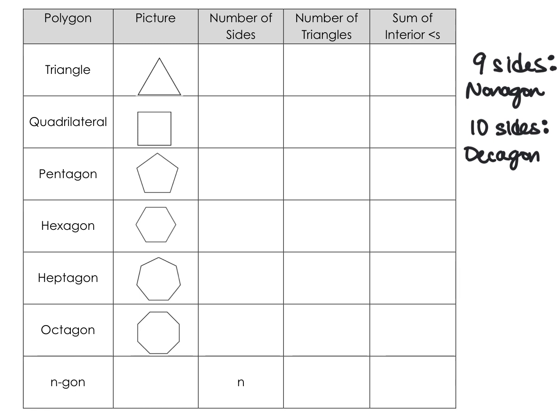So here's how you find the interior angle measures of any polygon. It all depends on how many triangles the shape has inside of it. So here we have our friend the triangle. How many sides does a triangle have? 3. How many triangles are inside of that triangle? 1. Okay, you know the next one is a quadrilateral.